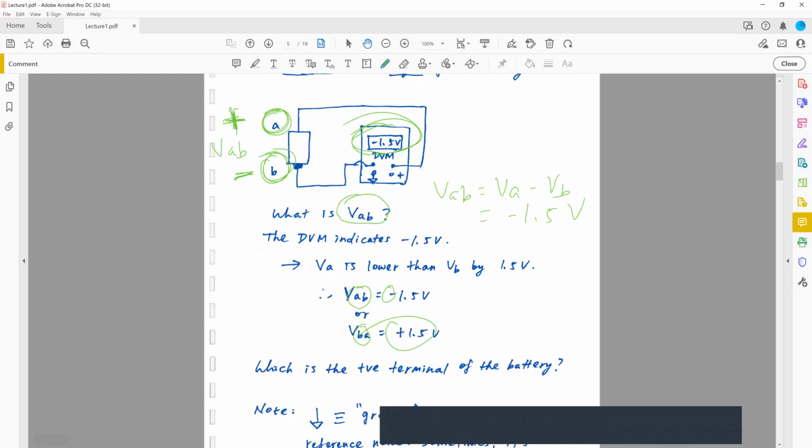Okay, so of course, which side is the positive terminal of the battery? So now you know that the one with the higher potential, VB, is going to be the positive terminal of your battery.